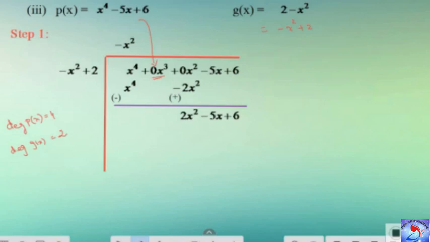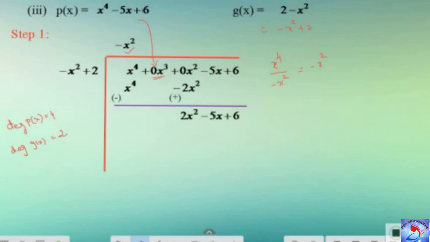Let's start with the long division, for which let me compare the first terms of the dividend and the divisor. The first term of the dividend is x power 4 and the first term of the divisor is minus x square. So when I divide these two, I get the quotient as minus x square. So minus x square will be the first term of my quotient.